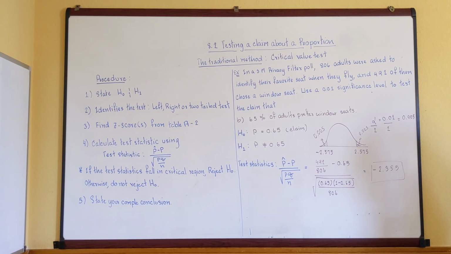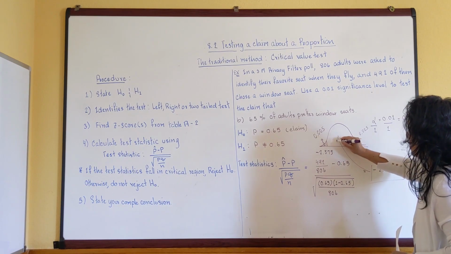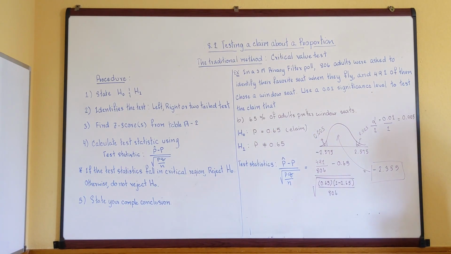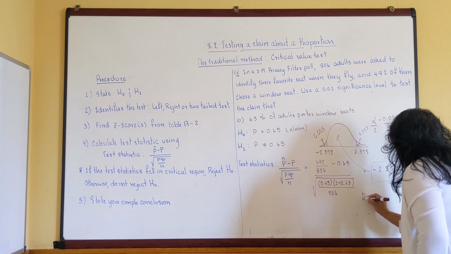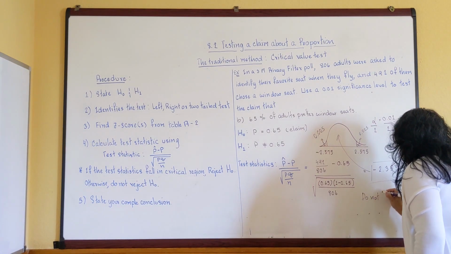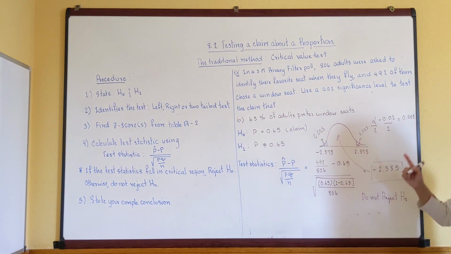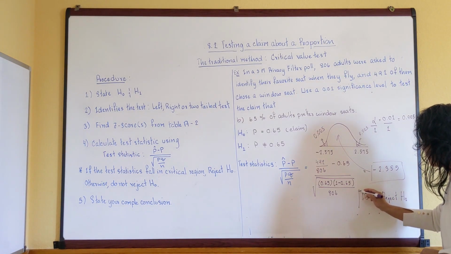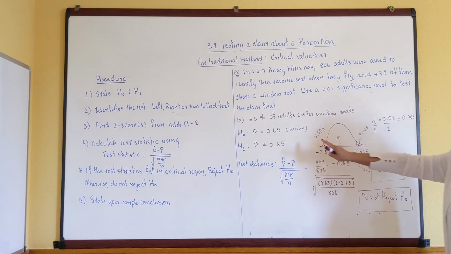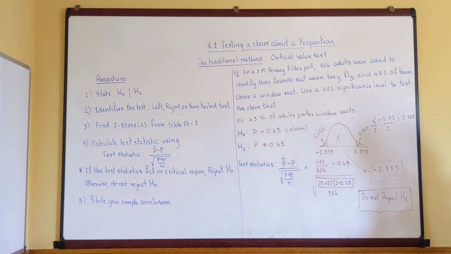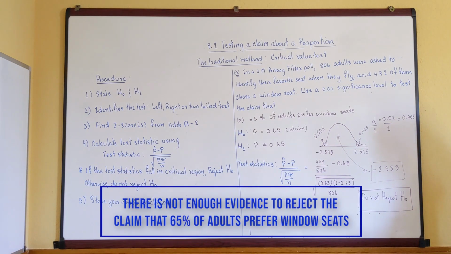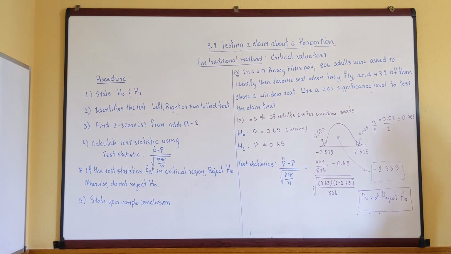As you can see, negative 2.355 falls in the non-shaded area. So do not reject H naught. It doesn't fall in the critical region, so do not reject H naught. However, your H naught is the claim, so you will state the conclusion that you do not have enough evidence to reject the claim.